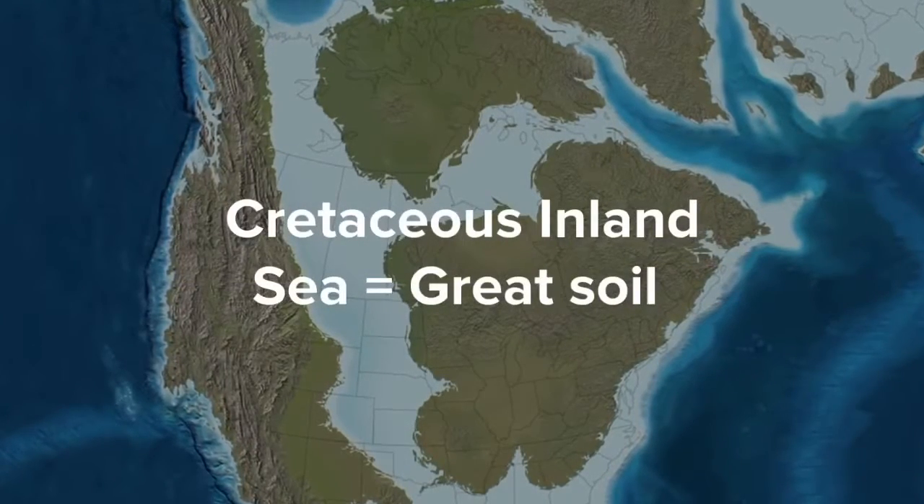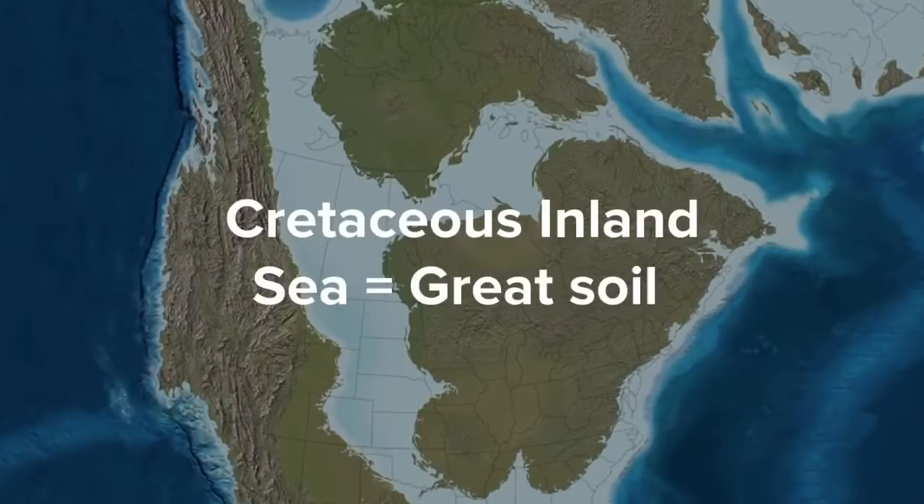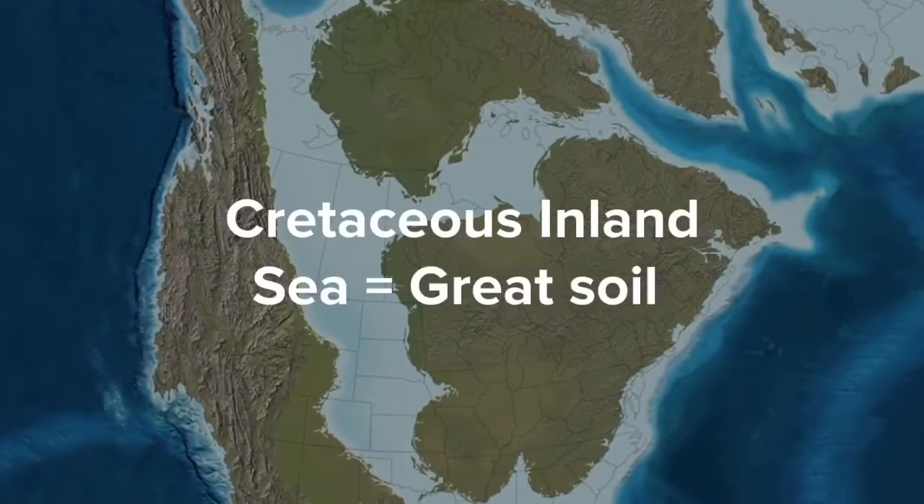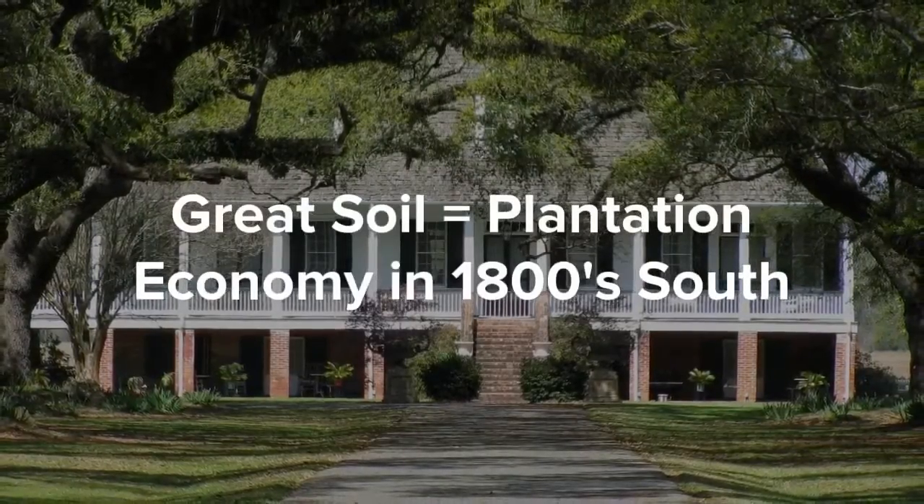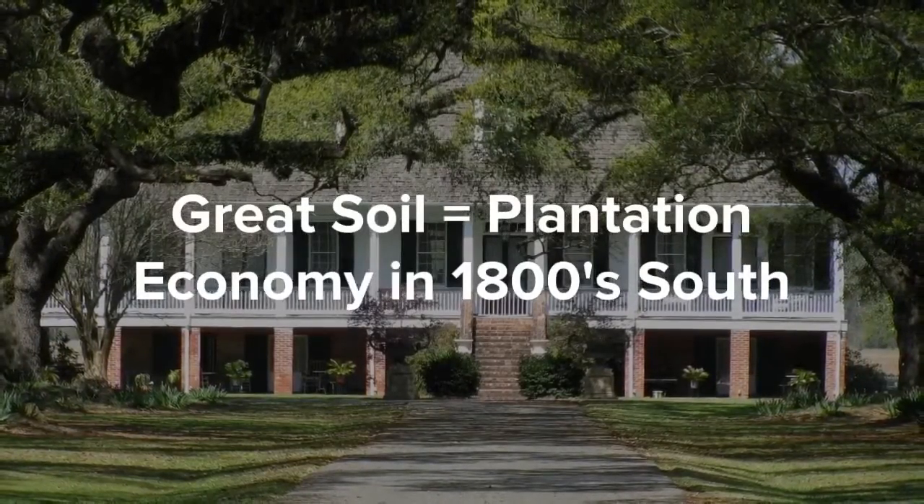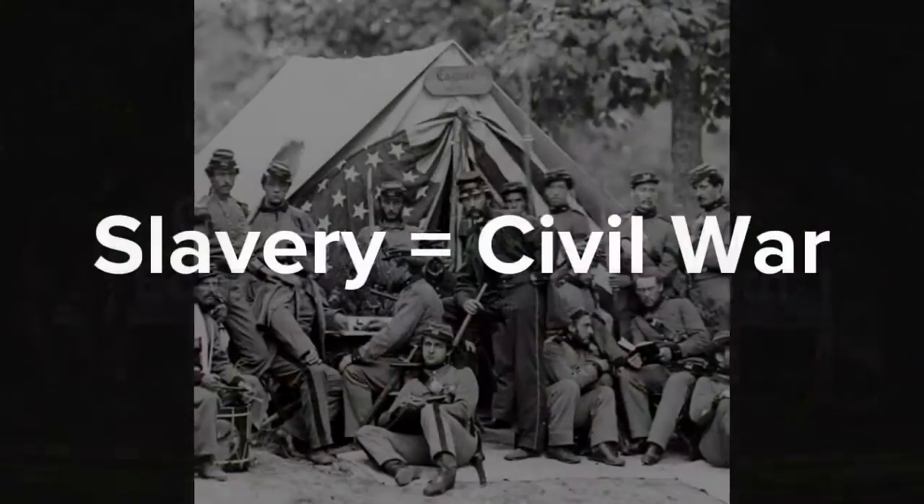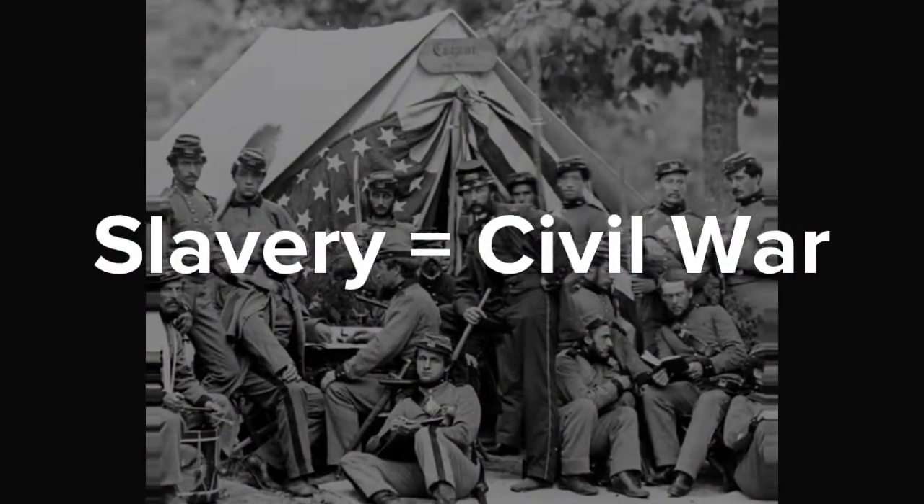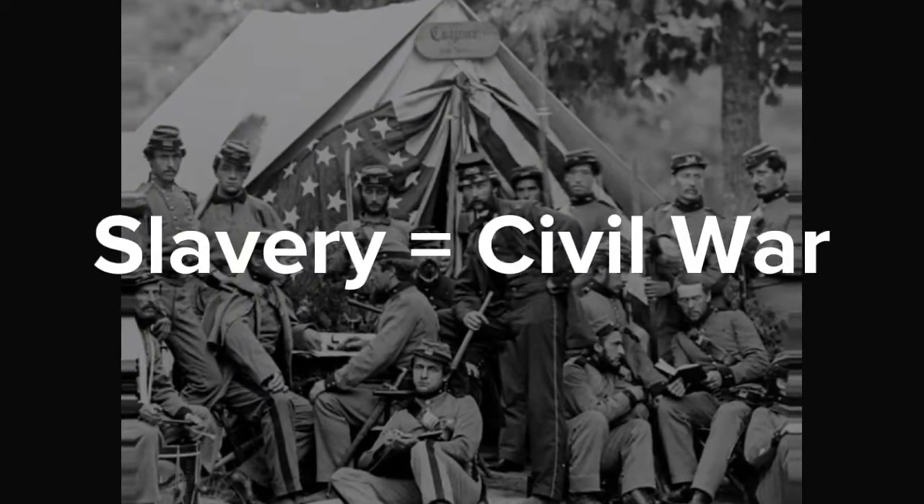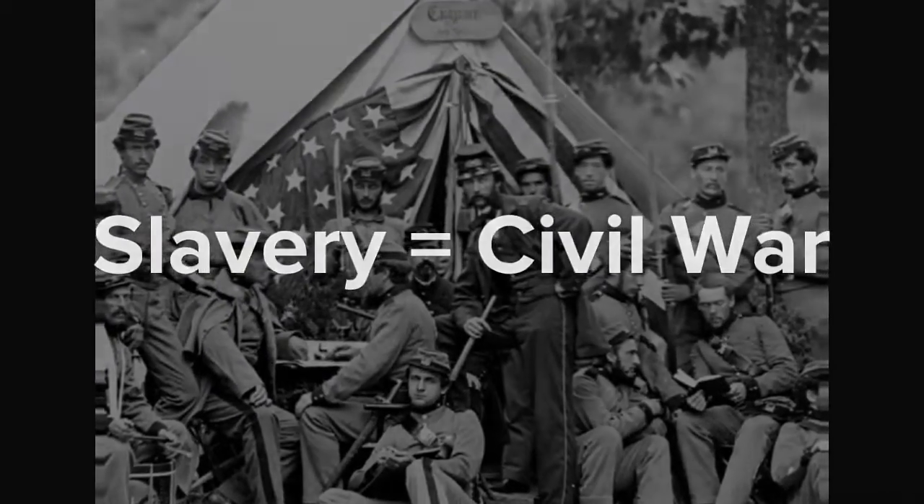139 to 65 million years ago, the Cretaceous Inland Sea created a coastline leading to great soil quality. That incredibly productive soil made possible the plantation economy in the 1800s American South. The slavery that made that system possible ended with the Union victory in the Civil War, enfranchising millions of African Americans who in the 20th century voted predominantly Democratic.